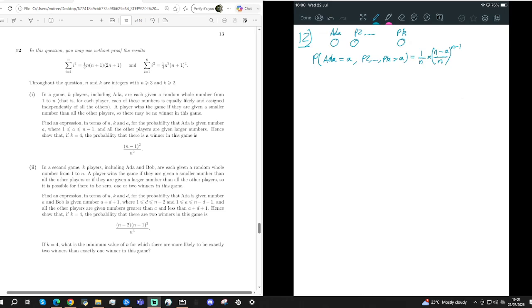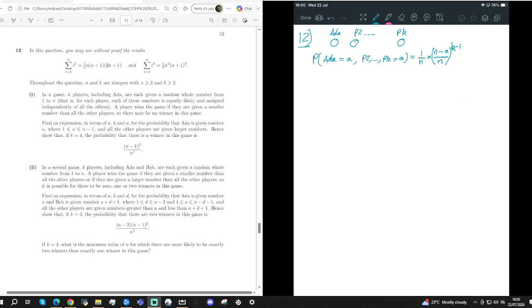Okay, nice. Hence is probably my favourite word within mathematics. It's: you've already done a lot of the hard work, go finish it off. Hence show that if k equals 4, so restricted now down to only 4 players. Oh, this should be k minus 1, because there are k players. We've already dealt with Ada, so we've got k minus 1 left to deal with. I was getting the numbers on the balls and the number of players mixed up. Sorry, hence show that if k equals 4, the probability that there is a winner in the game is that.